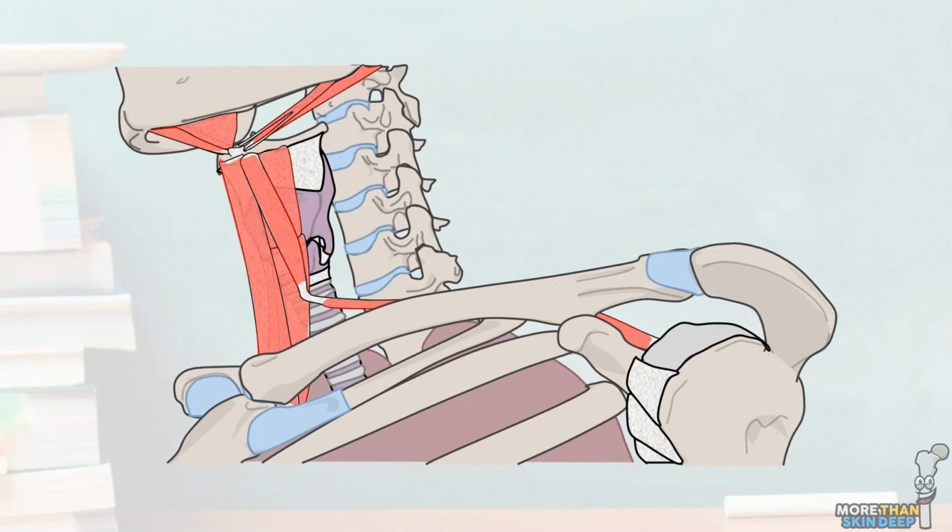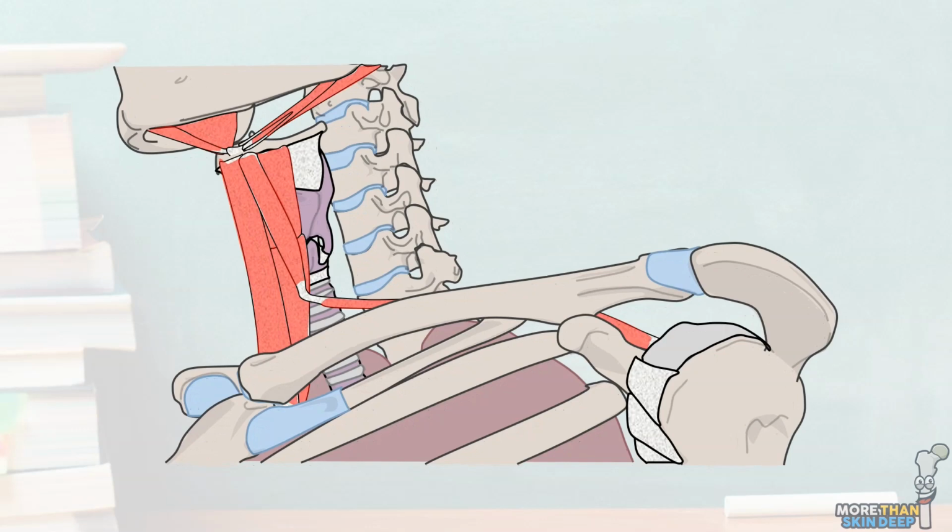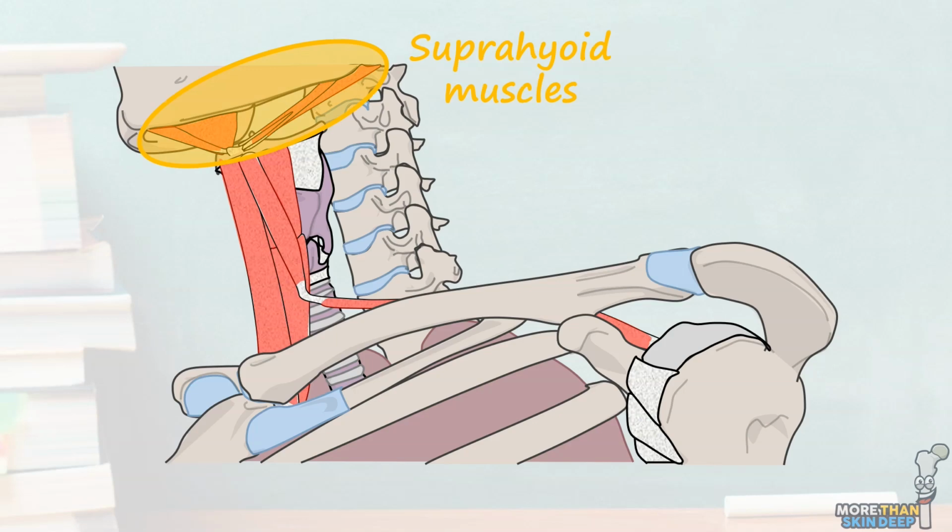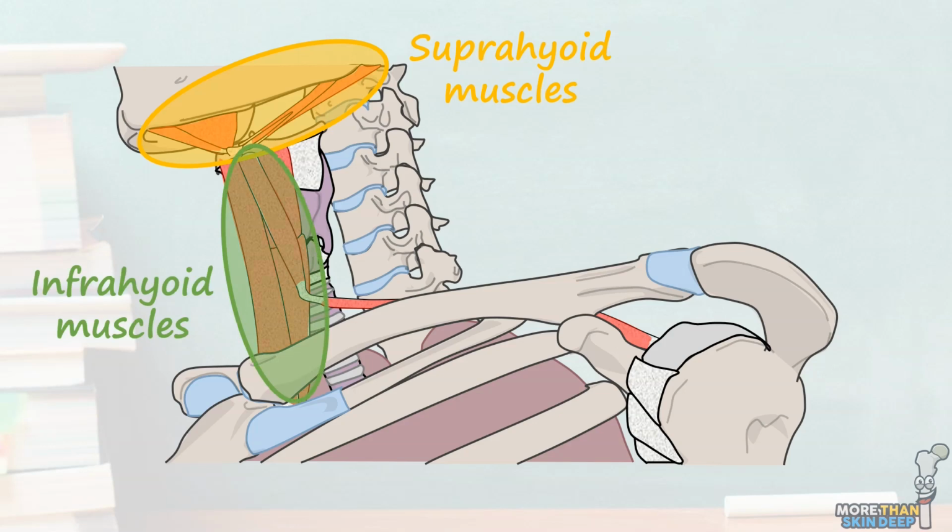There are 8 muscles that sit within the anterior triangle of the neck. 4 of these lie above the hyoid bone, and are thus known as suprahyoid muscles. And 4 of these lie below the hyoid bone and are known as infrahyoid muscles.